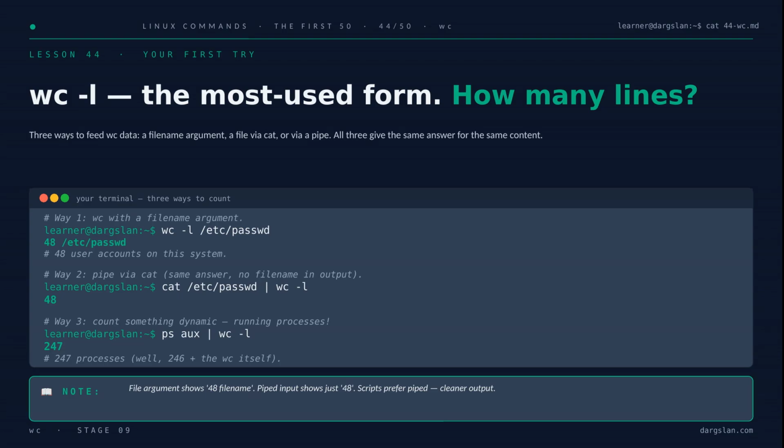And third, where pipes really shine, ps aux | wc -l counts running processes dynamically, giving 247. Same tool, same answer for static files, but pipes unlock counting anything your shell can produce. Scripts almost always prefer the piped form because the output is cleaner, just a number ready to use.